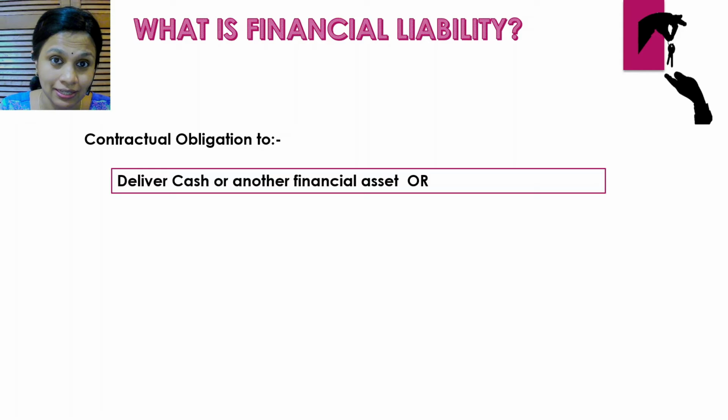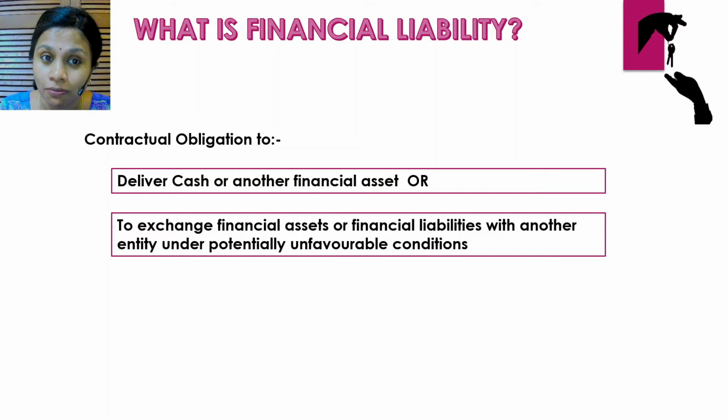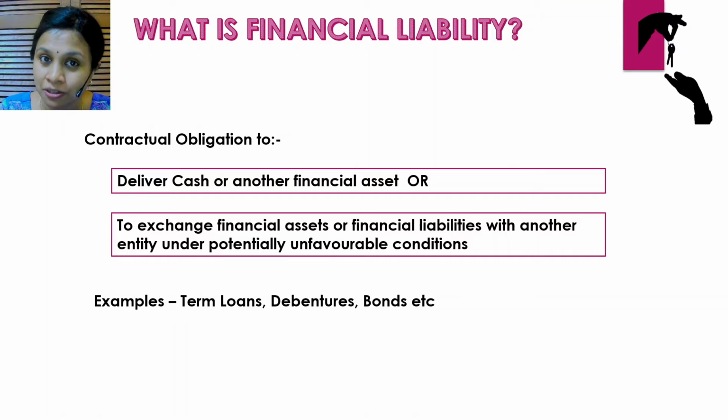Now the second one is the one that is more relevant for our video today, and that is a contractual obligation to exchange a financial asset or financial liability with another entity under potentially unfavorable circumstances to the entity that is recording the financial liability. Some examples are term loans, debentures, bonds, etc.